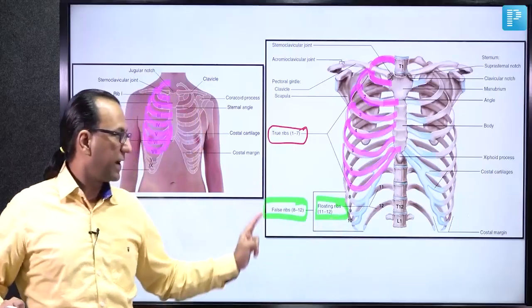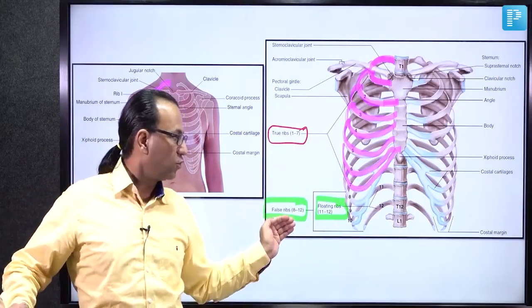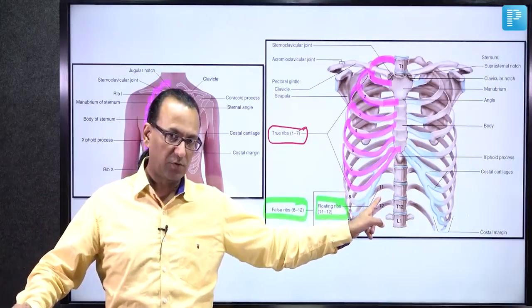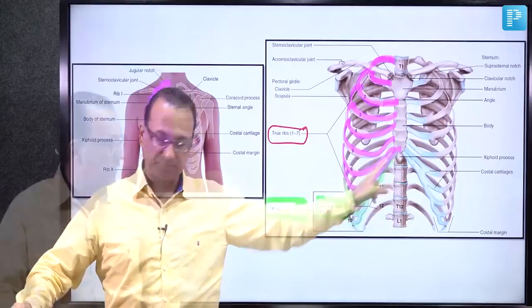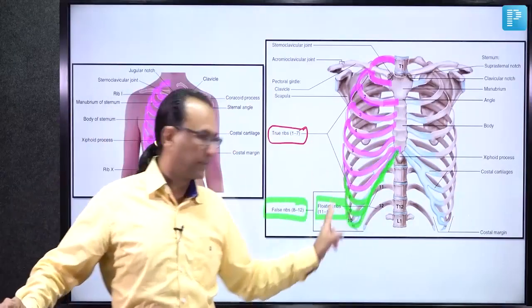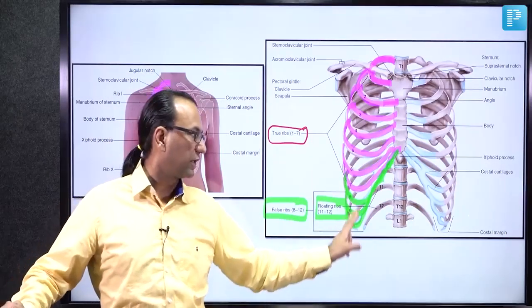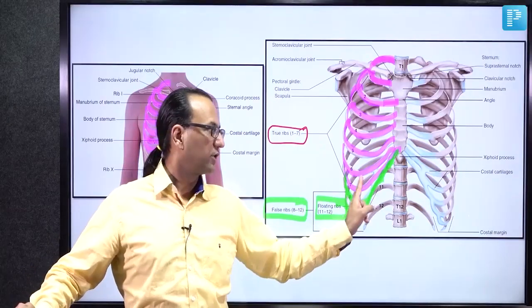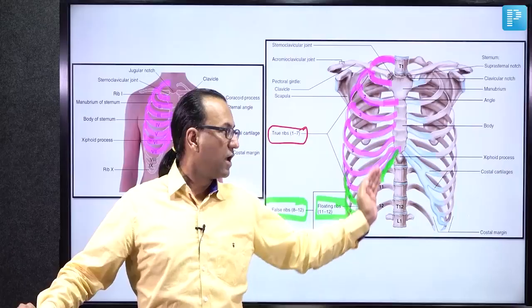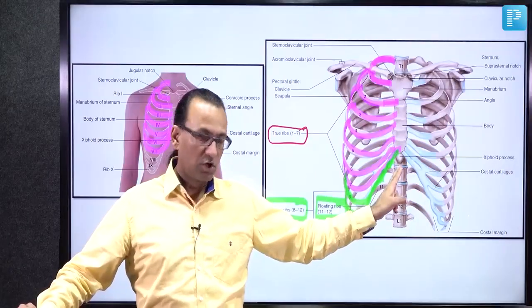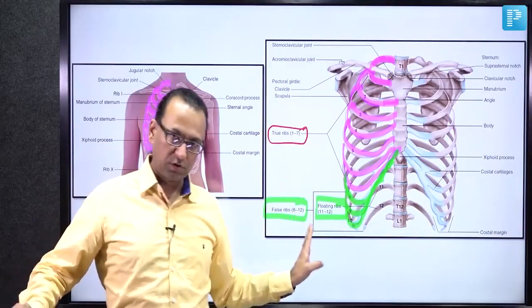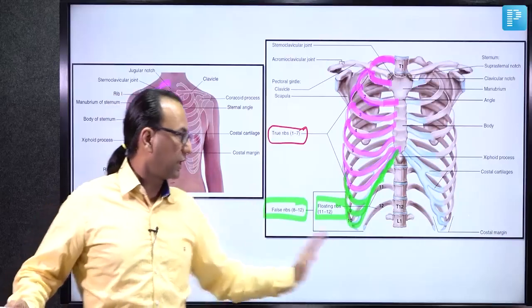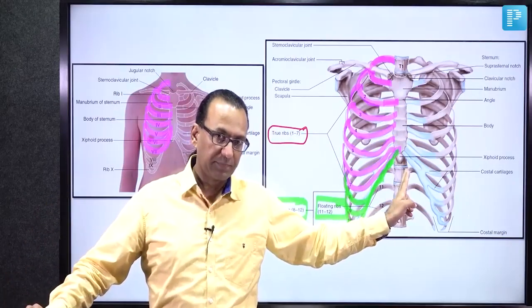Then what about rib number 8, 9, 10? They do have one anterior attachment, as you can see, to the costal margin. Ribs 8, 9 and 10 attach to costal cartilage, making a costal margin, and attach to the costal cartilage of rib number 7, indirectly attaching to the sternum. So false ribs are called so because they are not attaching to the sternum bone directly.